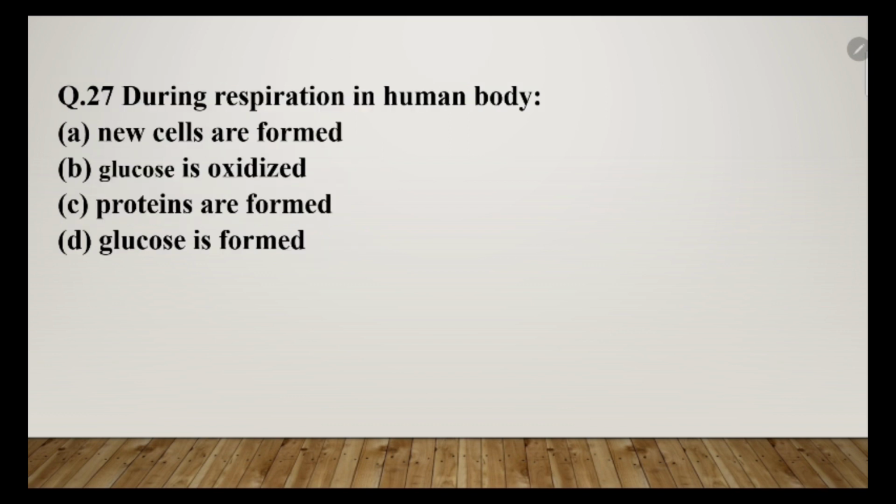Next question is, during respiration in human body, new cells are formed, glucose is oxidized, proteins are formed or glucose is formed. So, here respiration causes the oxidation of the glucose. So, option B is the correct answer.